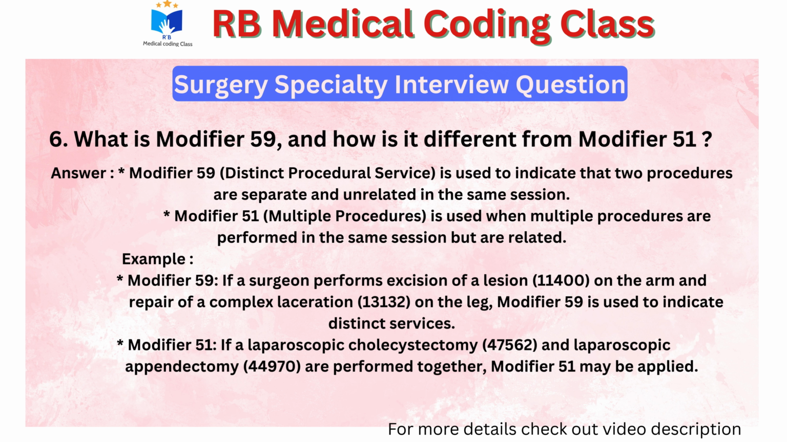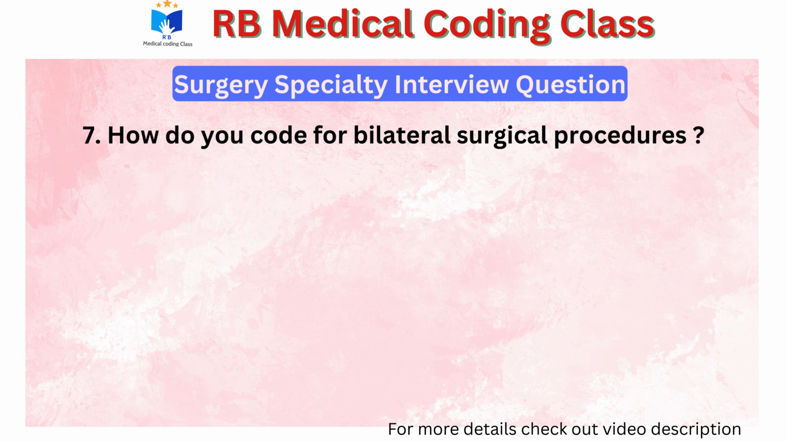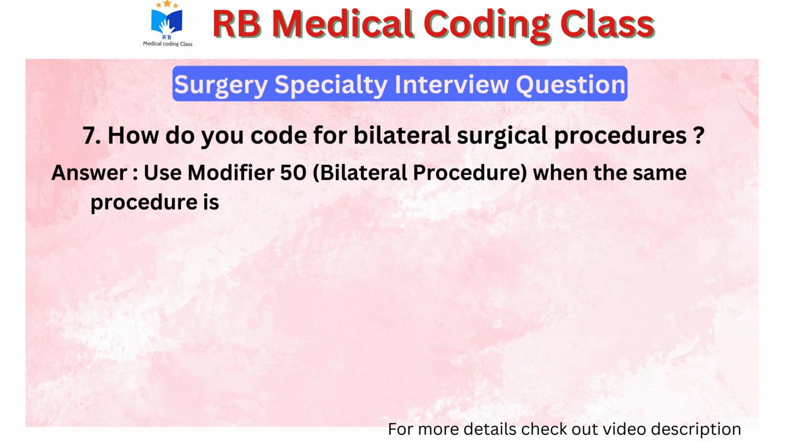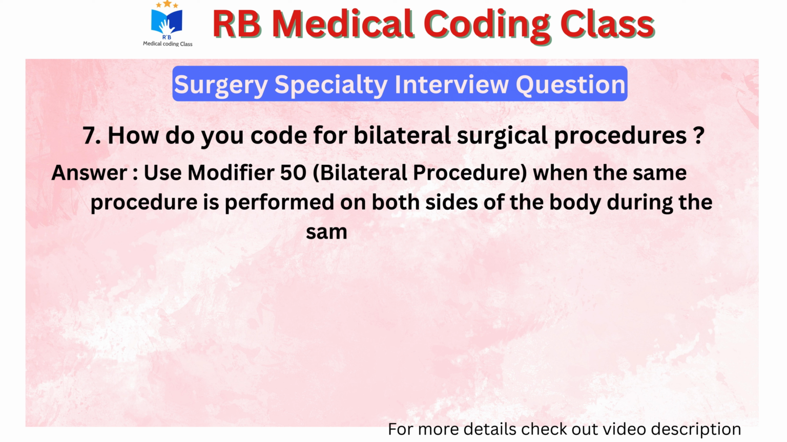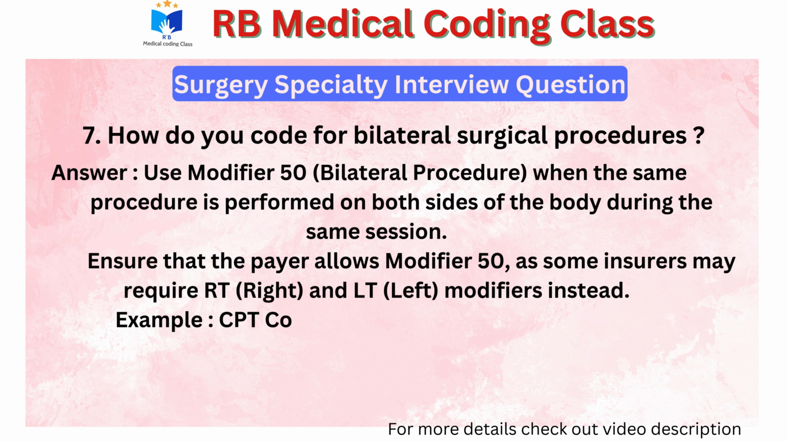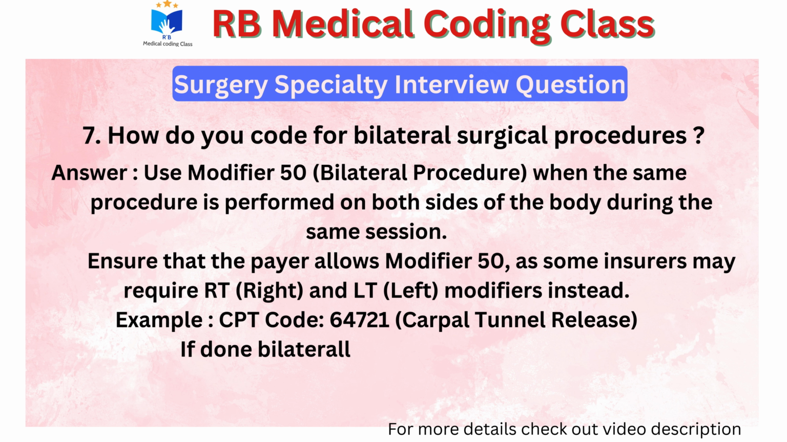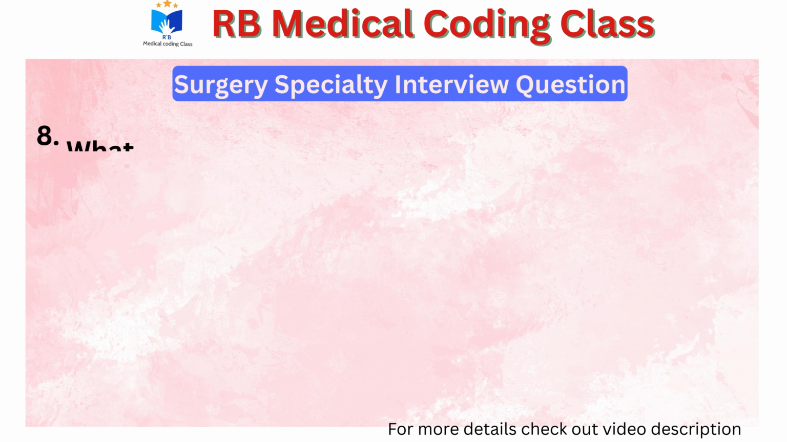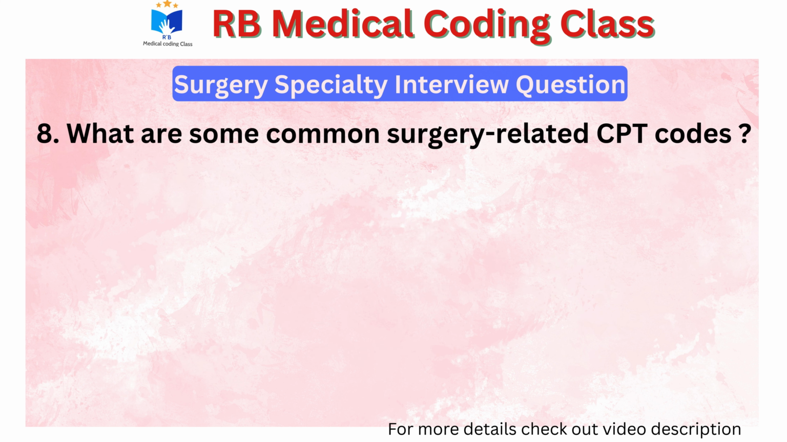Question 7. How do you code for bilateral surgical procedures? Answer. Use Modifier 50, bilateral procedure, when the same procedure is performed on both sides of the body during the same session. Ensure that the pair allows Modifier 50, as some insurers may require RT, right, and LT, left, modifiers instead. Example: CPT code 64721, carpal tunnel release. If done bilaterally, report as 64721-50.